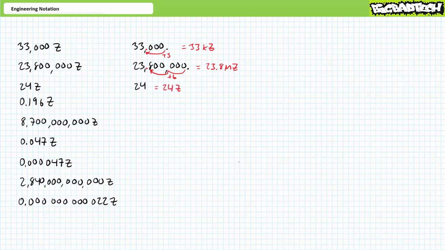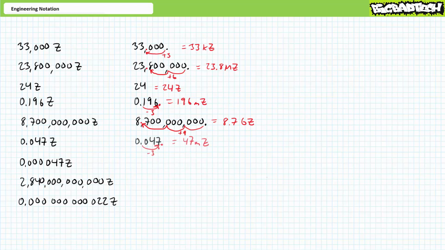Our next entry, 24 zoinks, is already in proper engineering format, so 24 zoinks in proper engineering format is 24 zoinks. Our next entry, 0.196 zoinks, is more compactly expressed as 196 millizoinks. Our next entry, 8,700,000,000 zoinks, is more usably expressed as 8.7 gigazoinks. Our next entry, 0.047 zoinks, is more appropriately expressed as 47 millizoinks.